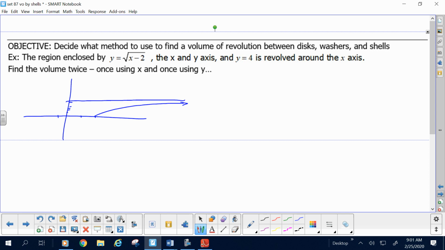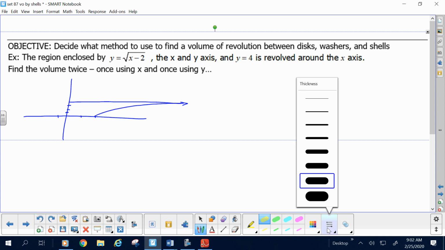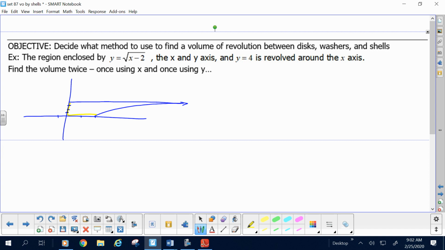Oh man, darn it. All right, so we're looking at this region here. Follow me? Around what axis? X-axis.